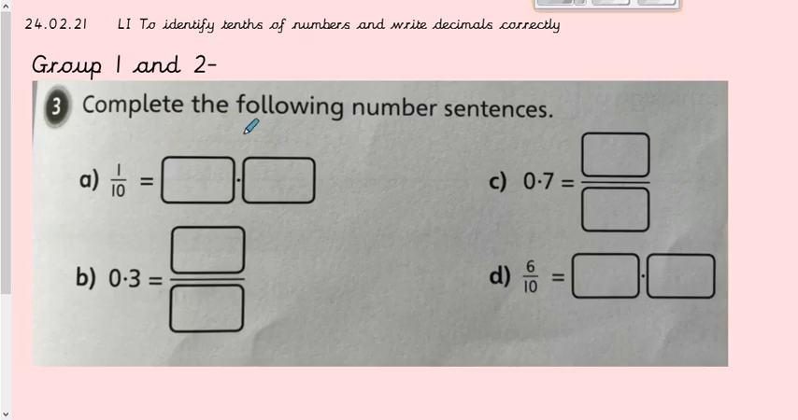Group 1 and 2 then is 1 tenth is equivalent to 0.1, 0.3 is equivalent to 3 tenths, C is 7 tenths, and D is 0.6. Sorry. There we go.